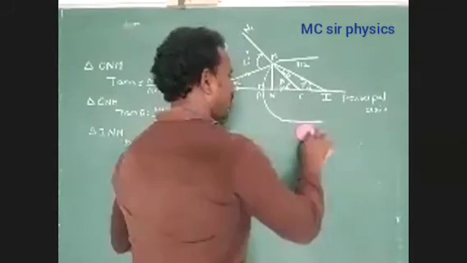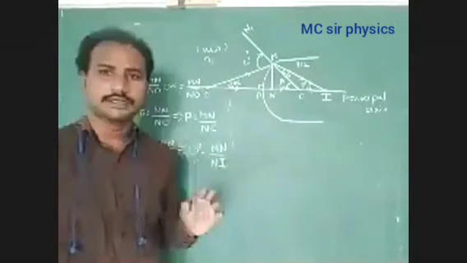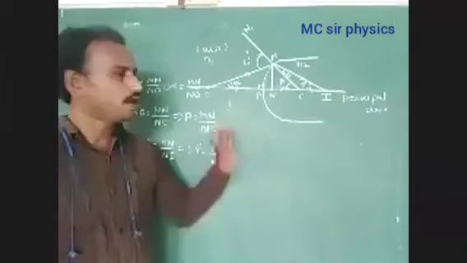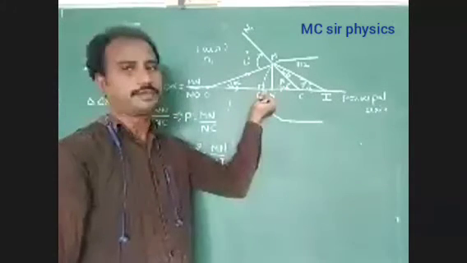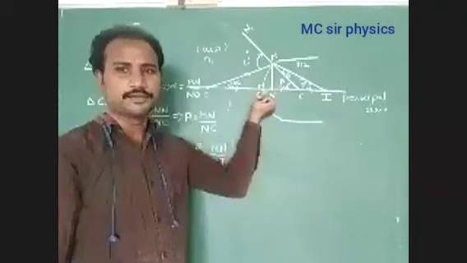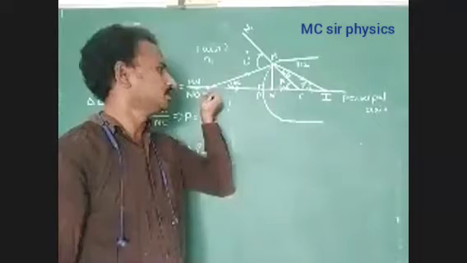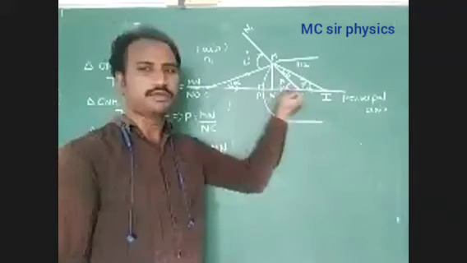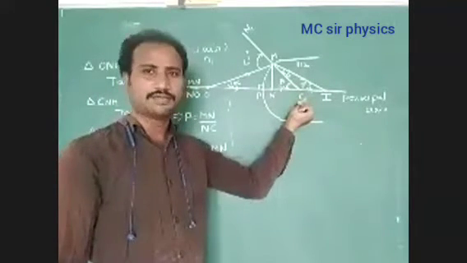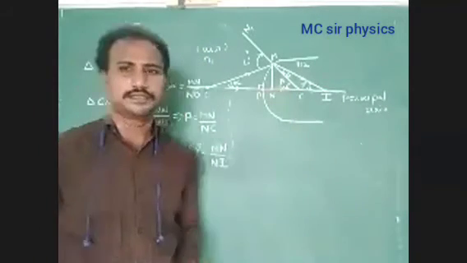We have to find out the object distance. First, we have to consider that the initial point is P. Here, the reference point is P. From this point, we have to calculate the object distance, the radius of curvature, and the image distance.